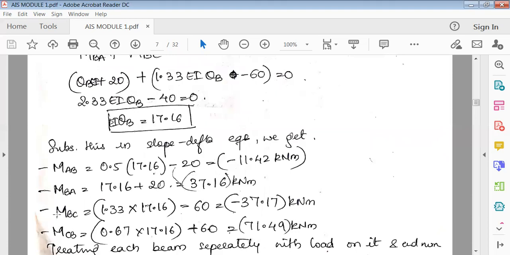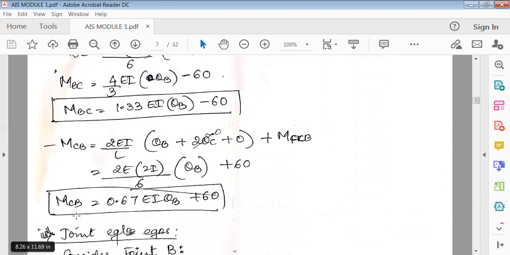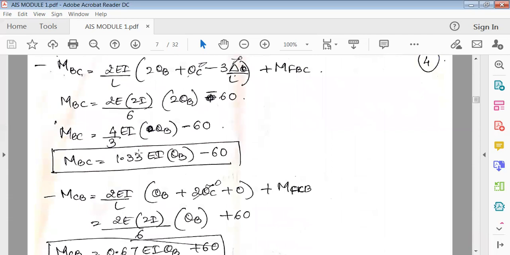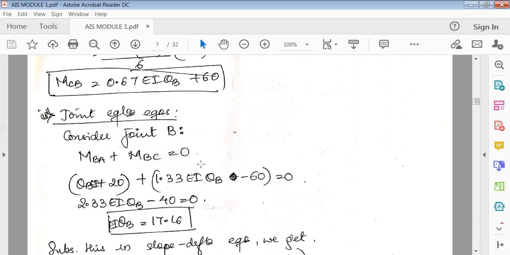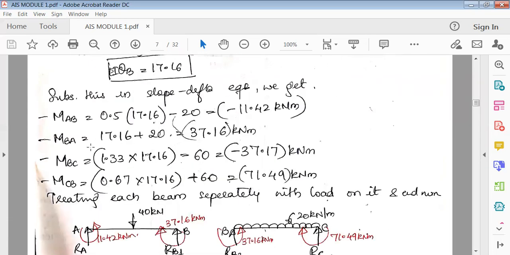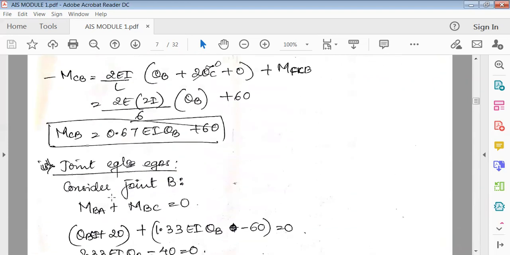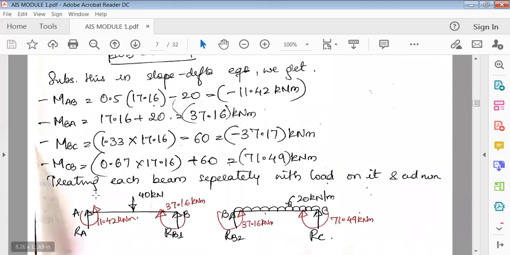The third equation is MBC. MBC is 1.33, again in place of EI theta B substitute 17.16, and minus 60. So that would be minus 37.17. And finally, MCB is 0.67. Again EI theta B, substitute with 17.16, plus 60.